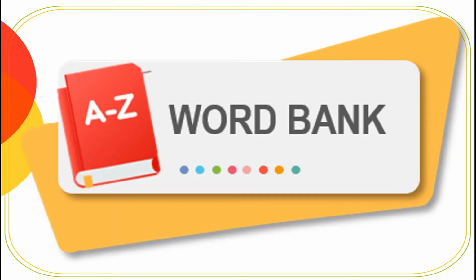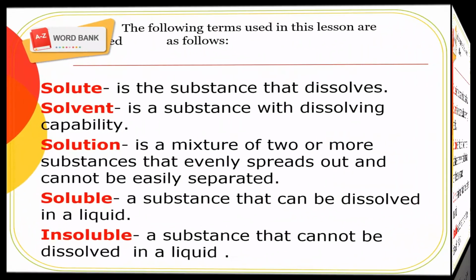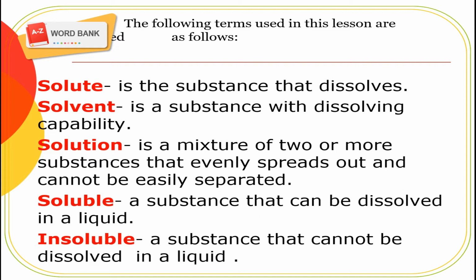This time, let us unlock the terms used in this video lesson. Solute is a substance that dissolves. Solvent is a substance with dissolving capability. Solution is a mixture of 2 or more substances that evenly spreads out and cannot be easily separated. Soluble, a substance that can be dissolved in a liquid. Insoluble, a substance that cannot be dissolved in a liquid.